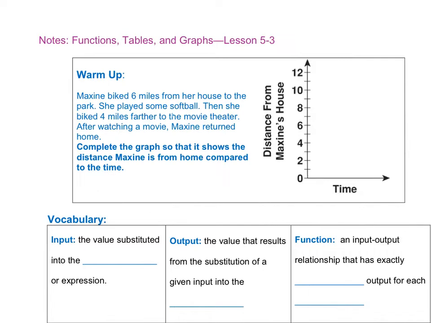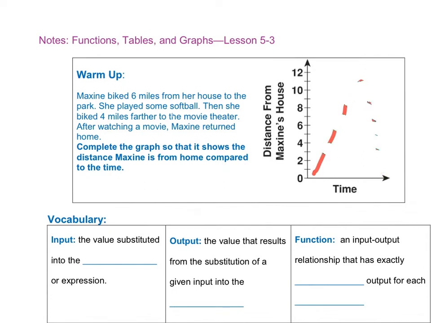What I want you to notice in this graph is what our labels are. On our x-axis, we have the label time. So that's going to be showing time as time goes by. Our y variable is distance from Maxine's house. So as she gets further from home, we're going to see that line go up. As she gets closer back to home, that line should come down.